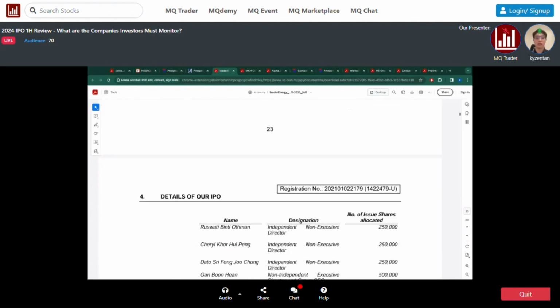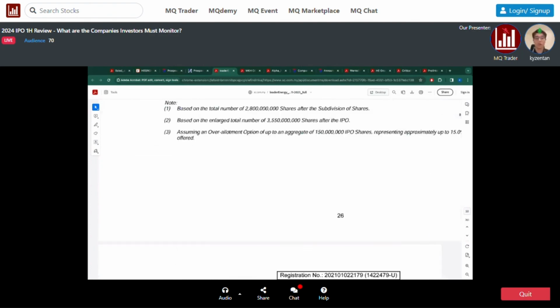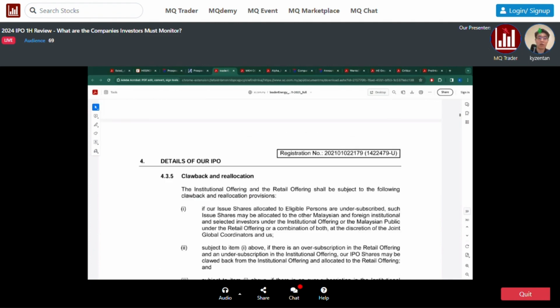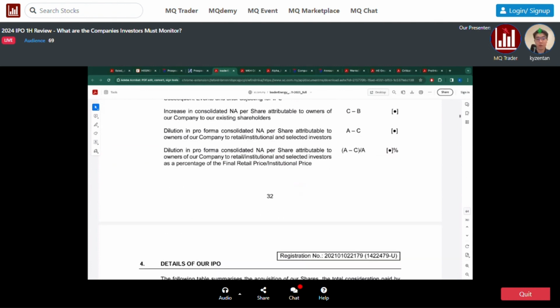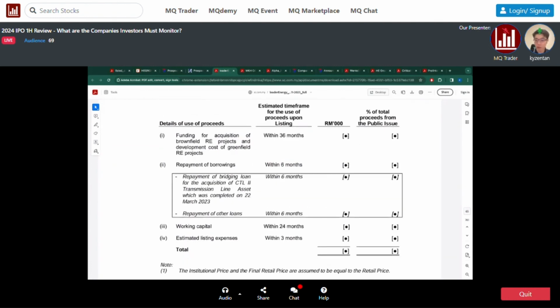Next one should be utilization of proceeds, but unfortunately now we couldn't really see because they do not have an IPO price yet. So effectively we see a dot over here, so we don't know how much they will put into each respective item. So over here we can see that Leader Energy will be acquiring brownfield projects. In layman terms, brownfield is something already built, they go and buy. Greenfield is where they go and develop something new.